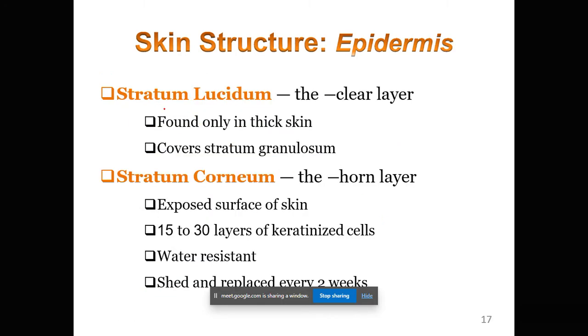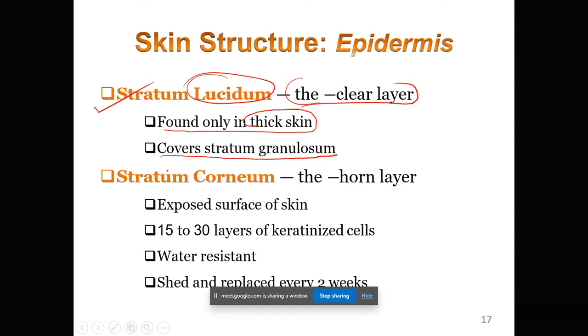Okay, so the next layer is the stratum lucidum. It is a clear layer and it is found only in thick skin. In thin skin, you won't find the stratum lucidum, and it covers the stratum granulosum.